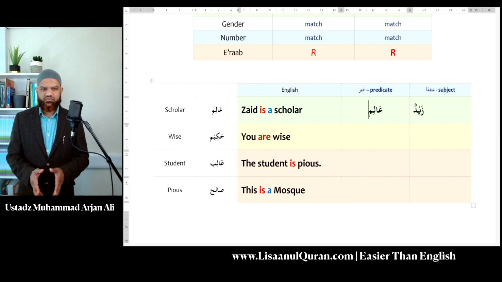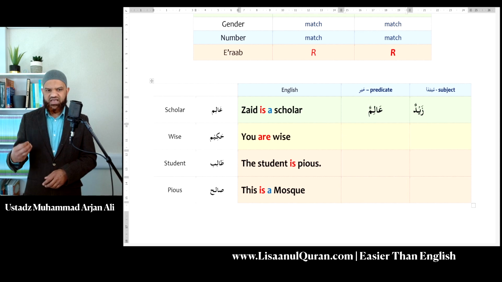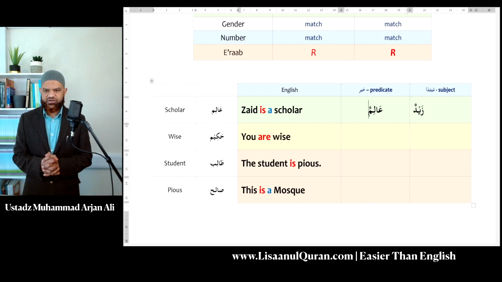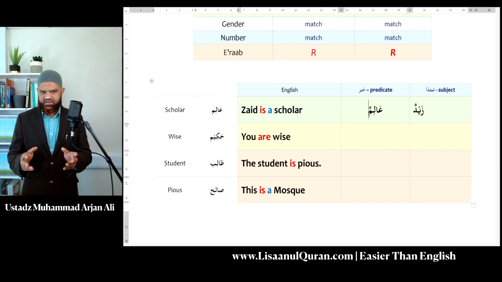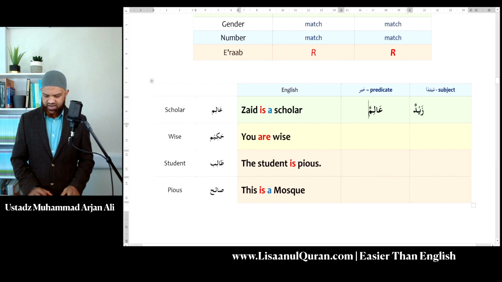Now, the word alim needs to be indefinite, which it is. It could be any scholar, so it's indefinite, does not have al or fulfill any of my other conditions. But it must be in the rafa status. So, Zaydun alimun. You can see now, alhamdulillah, I fulfill the condition. So I translate that. Again, there is no word for is in the Arabic language. I don't need a word for a either.